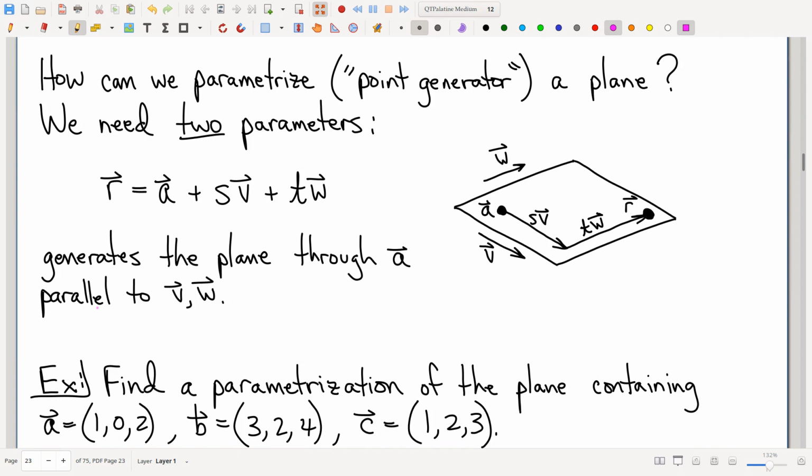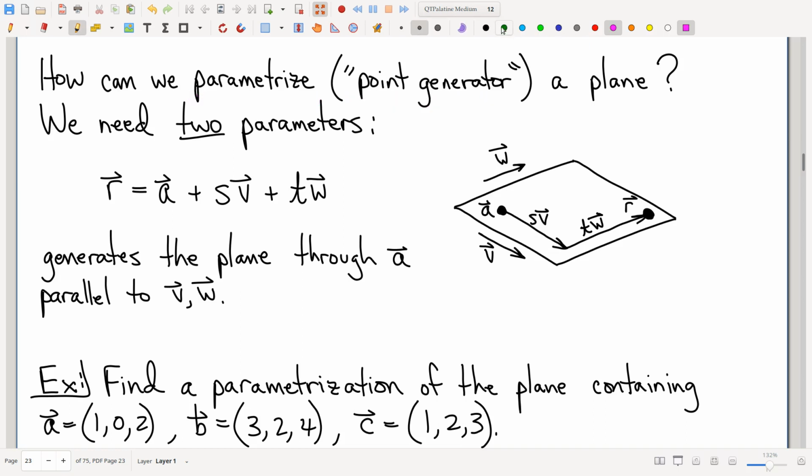How do you parameterize a plane? We've talked about equations of planes. We've talked about parametrizing curves. We have never to this point said anything about parametrizing a surface of any description. Right? Okay. But we can still do it. We can keep in mind what a parameterization is. A parameterization is a point generator.